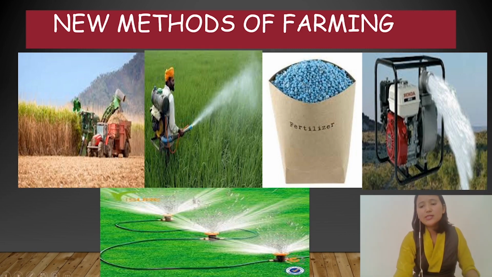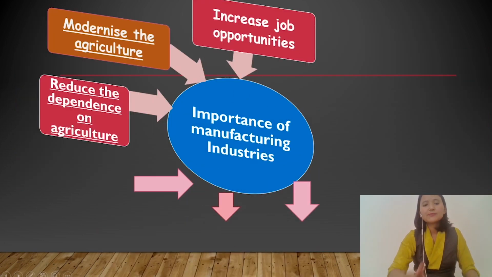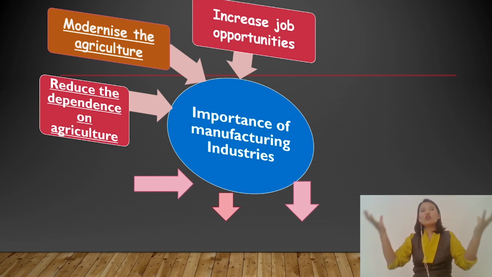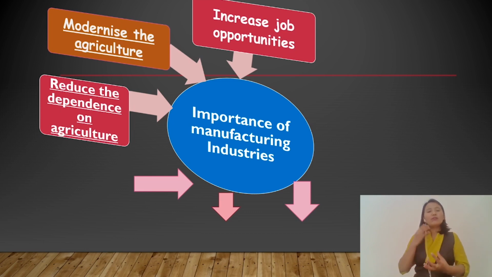And coming to the third point, because of manufacturing industry, a large number of jobs have been created. Job opportunities have increased. Because of that, a large number of people started getting jobs. And one of the major problems in India is unemployment. Now, because of the increase in job opportunities, unemployment has reduced.